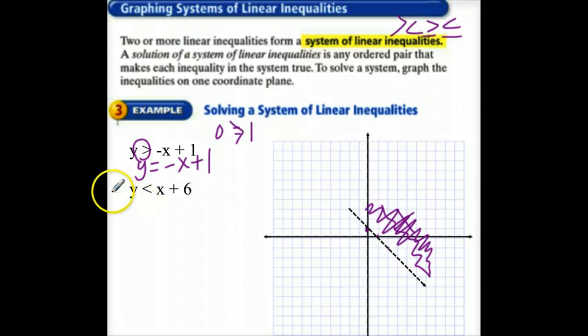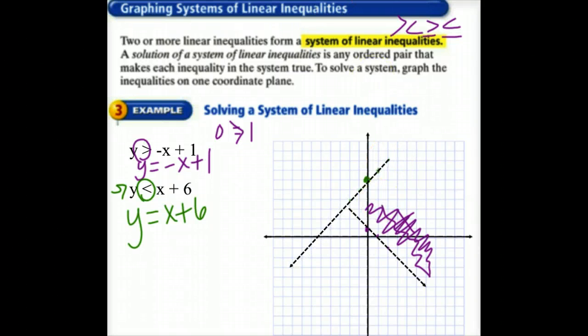Now it's time to graph my second inequality. Y is less than x plus 6. Well, I'm going to look at it as y equals x plus 6. Y-intercept of 6, 1, 2, 3, 4, 5, 6. Slope of up 1 over 1. All right. Now that is also a dashed line. I have to look at my inequality symbol. So if I make my line like this, I can extend my first line a little bit further too. There we go. Okay, so I just graphed my second line.